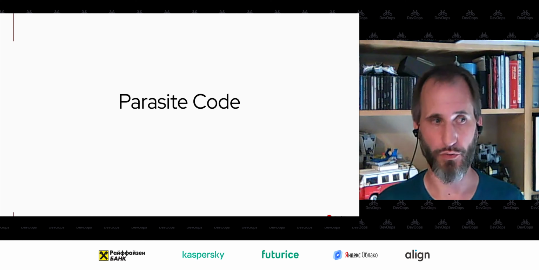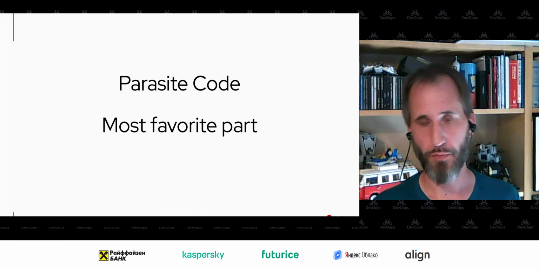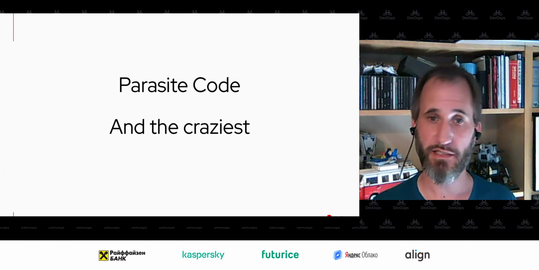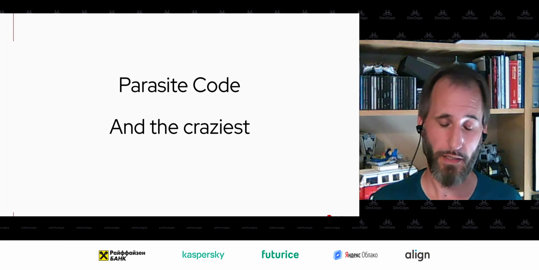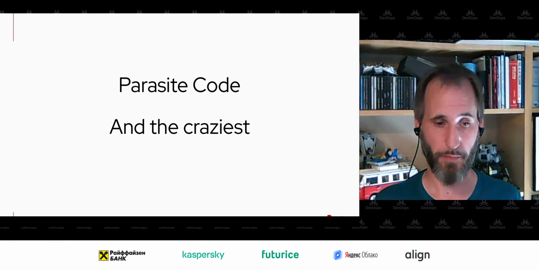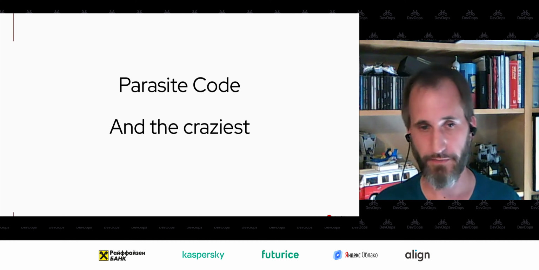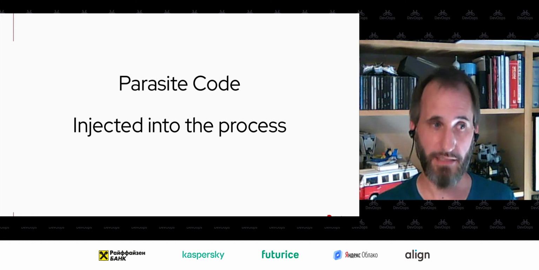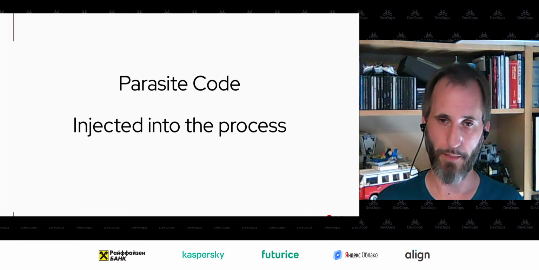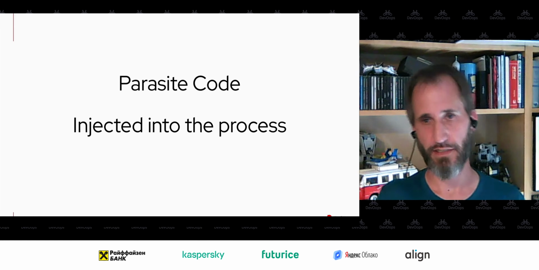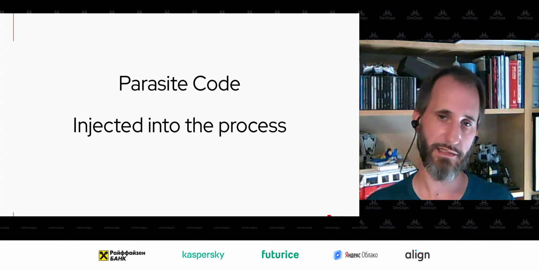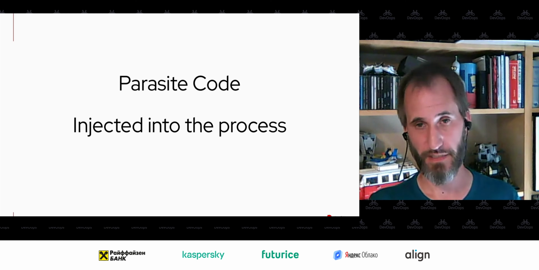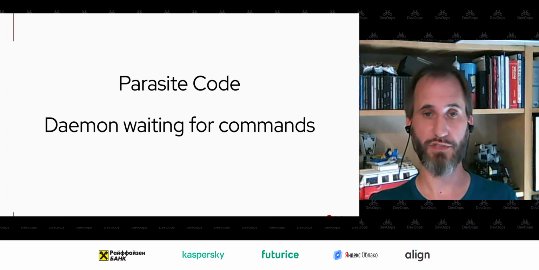It uses a Parasite Code. The Parasite Code is probably my most favorite part of CRIU, and it's also the craziest part of CRIU. Once you understand how it works, it's really amazing that it works. What happens with the Parasite Code is that it's injected into the process. So CRIU stops the process, injects the Parasite Code into the process, and then the process continues to run with the Parasite Code in the process.